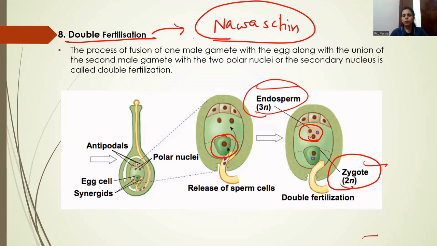This was all about the entire process of fertilization in flowering plants. In the next video, we will continue with the development of the primary endosperm nucleus and the formation of the embryo from the zygote.